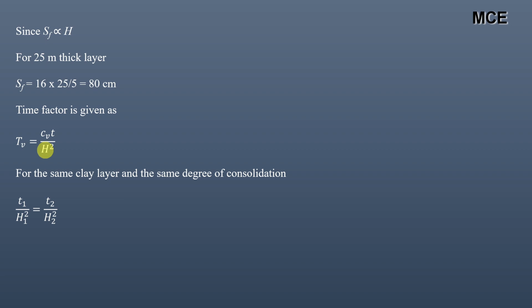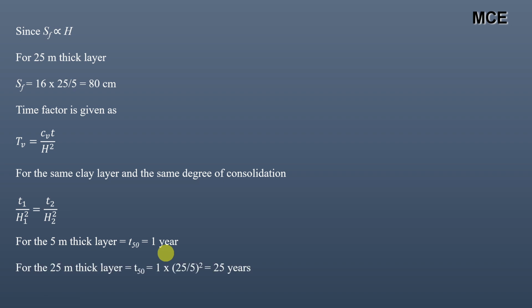Okay, for the 5 meter thick layer, the time for 50% consolidation is 1 year. So for 25 meter thick layer, time for the 50% consolidation will be 1 into 25 divided by 5 whole square, which is equal to 25 years. So in this equation you have to put t1 equal to 1, H1 equal to 5, H2 equal to 25, and from this you will get the value of t2, that is the time for 50% consolidation for this 25 meter thick clay layer, which is 25 years.